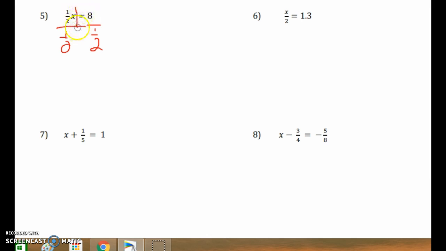Ignore this line over here. 1/2 divided by 1/2 is 1.